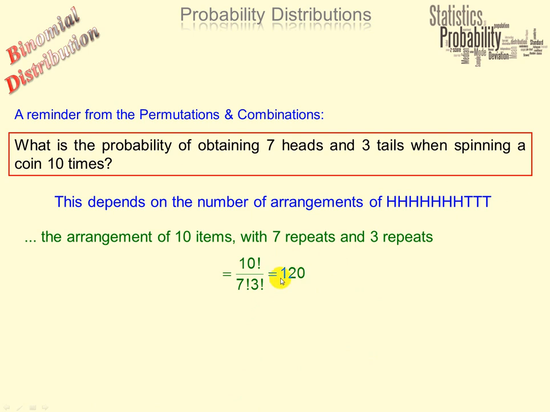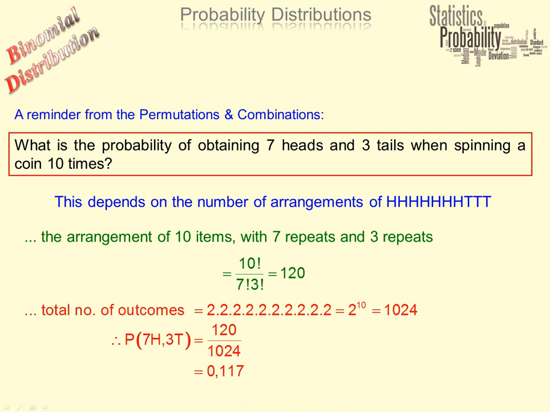Now, that is the number of favorable outcomes. The total number of outcomes, well, there are 2 possible options for each of these, so 2 to the 10, giving you 1024. So the probability of obtaining these 7 heads and 3 tails is the number of favorable outcomes over the total number of outcomes, giving you 0.117.